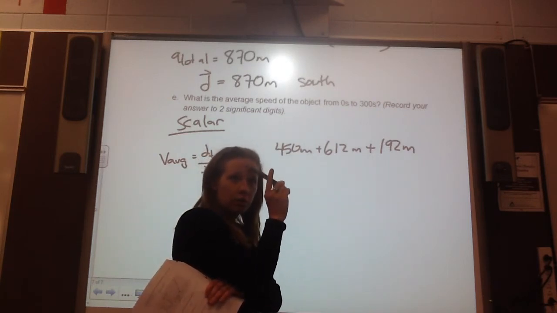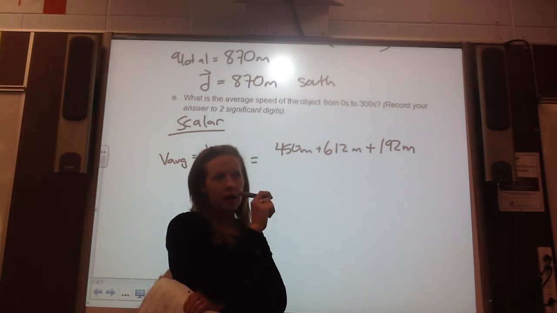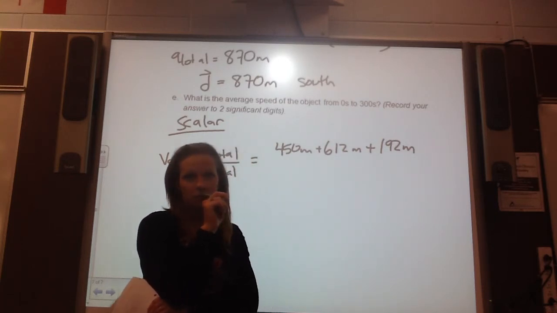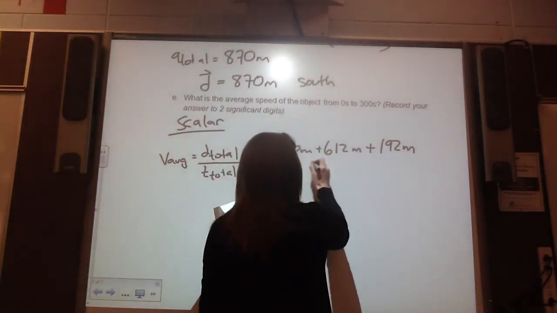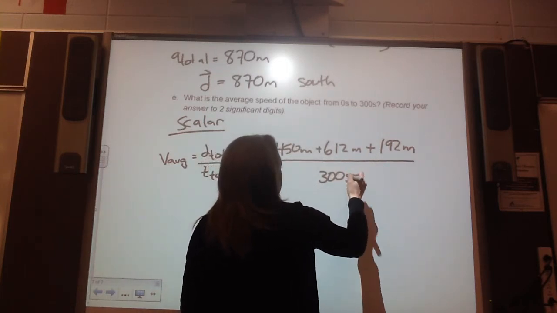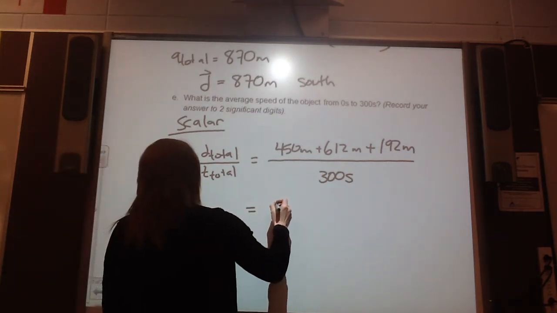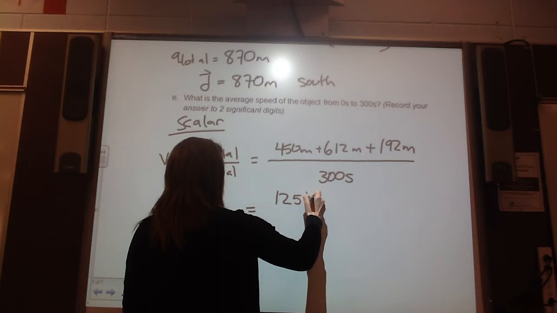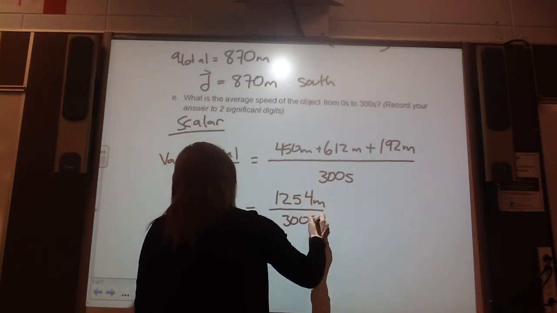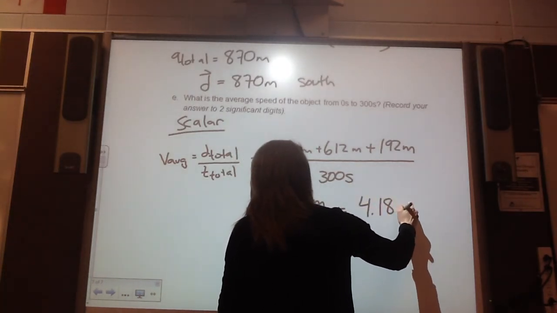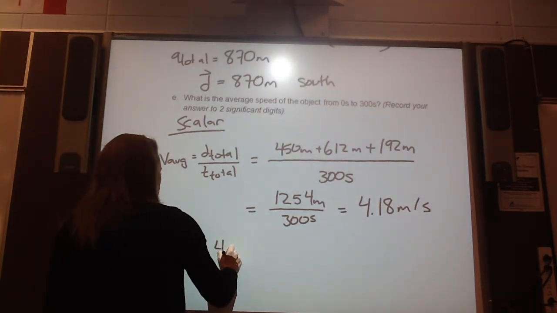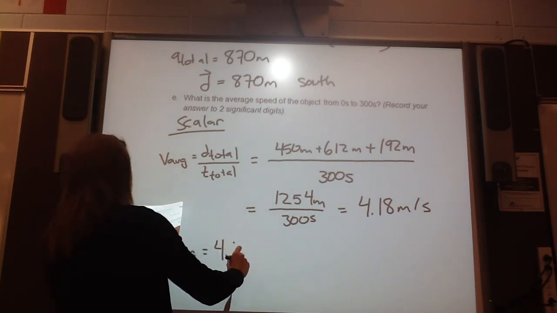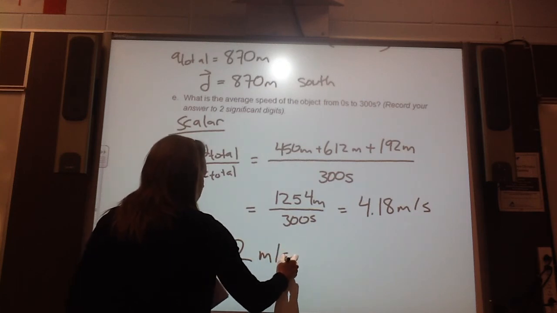Before, I had this as a negative. Why am I not having it as a negative now? Because it's just distance, it's not displacement. I'm only concerned about how far it is, not what direction, so I'm not including that it's negative in terms of changing direction. All divided by 300 seconds is how long it went. So this is equivalent to 1,254 meters divided by 300 seconds, which is equal to 4.18 meters per second. In conclusion, my V average is equal to how many sig digs do I have? It says record your answer to 2 sig digs: 4.2 meters per second.